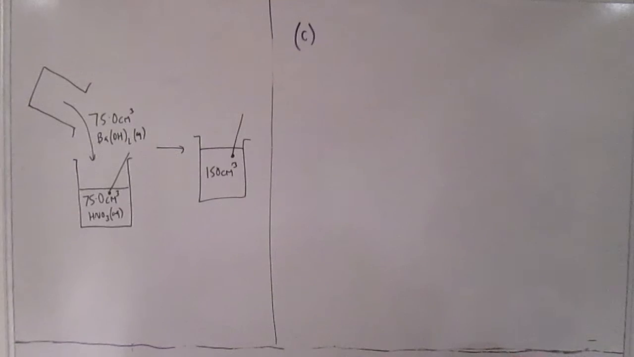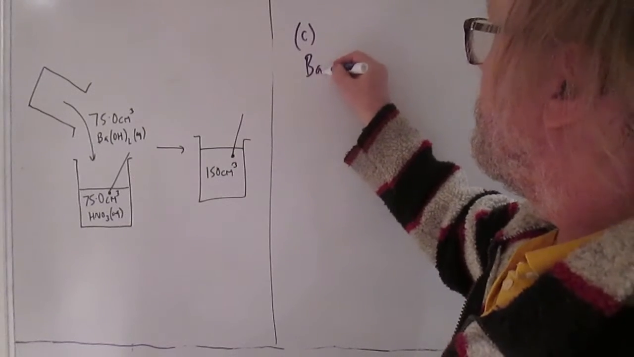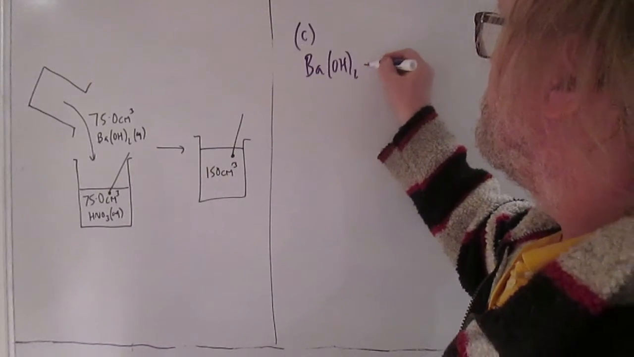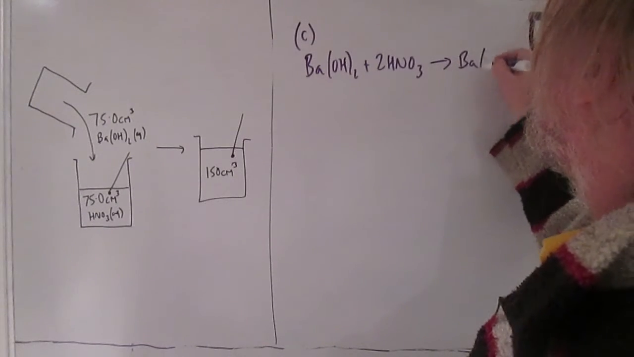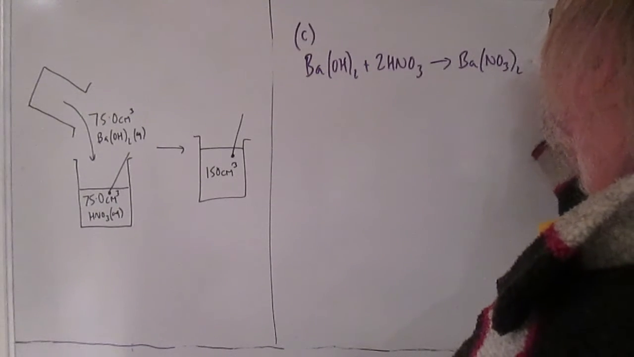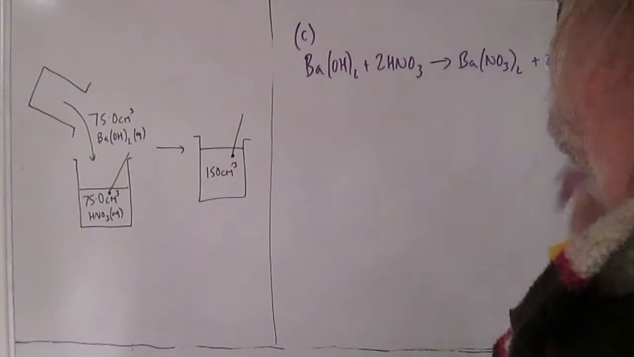Now in part C it asks us to work out how many moles of water will be formed in the reaction. So remember, this was our equation: barium hydroxide plus 2 nitric acid goes to barium nitrate plus 2H2O.